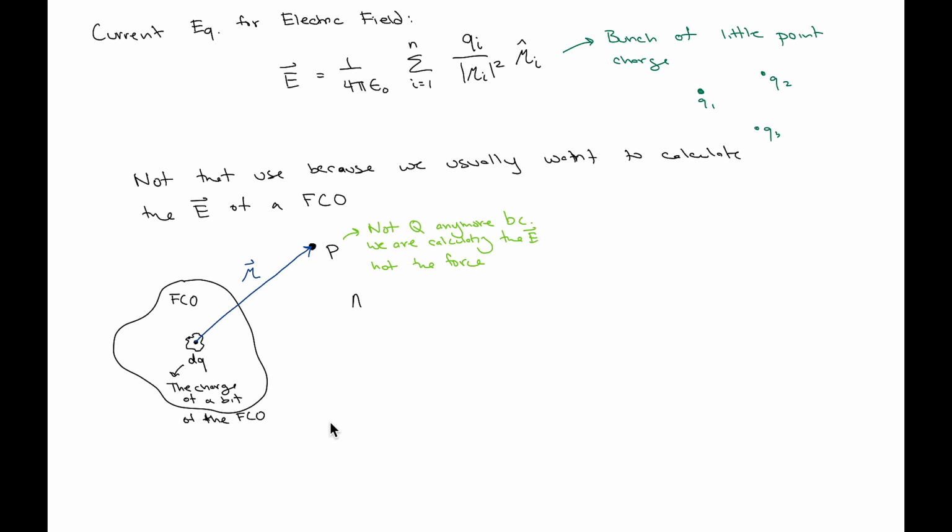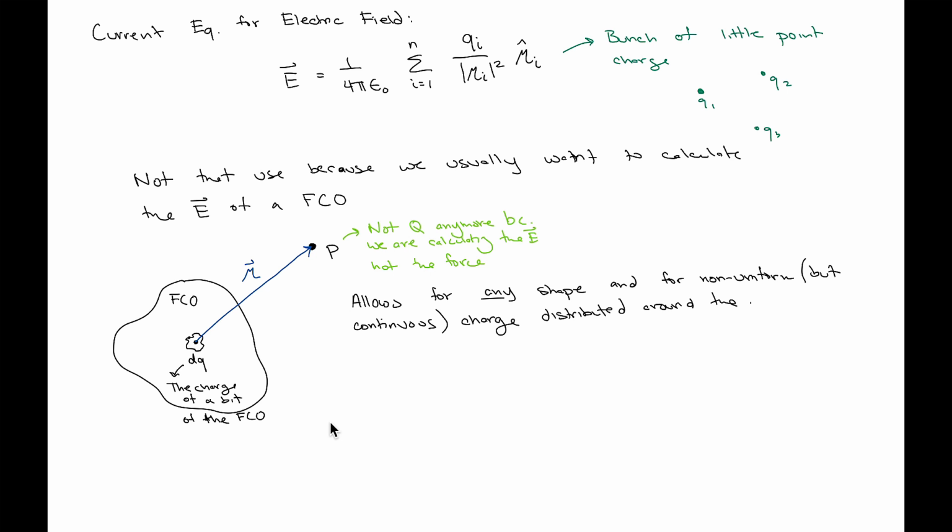Now I can write a new equation. This equation allows for any shape and for non-uniform, which means not all the same everywhere, but continuous, meaning I could describe the charge distribution with an equation, maybe a two-dimensional or three-dimensional equation, that would describe how that charge is varying across this object, distributed around the object.